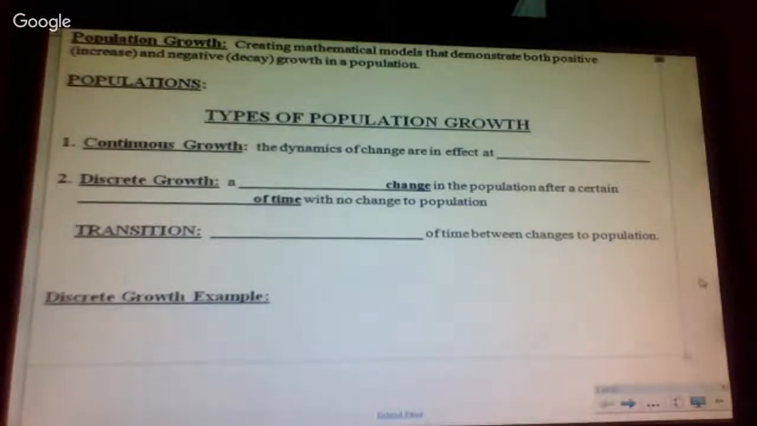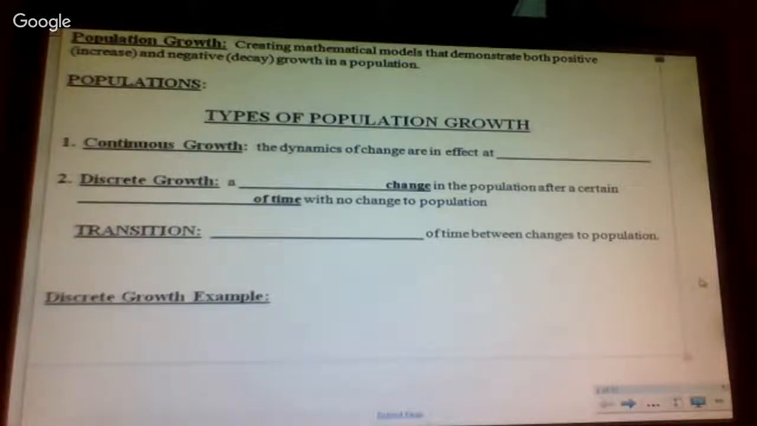Or something like this: 1, 3, 9, 27. Right? What's happening here? Times 3. I'm multiplying by 3 each time. That is a geometric sequence. Okay, these are the two we're going to deal with.